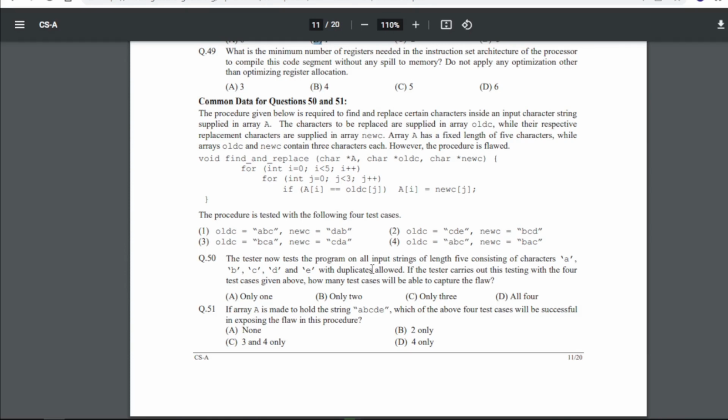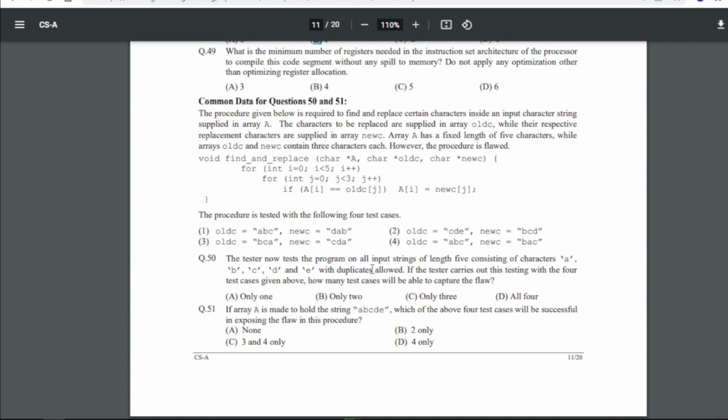Now the question is: the tester now tests the program on all input strings of length 5 consisting of characters A, B, C, D and E, with duplicates allowed. If the tester carries out this testing with the 4 test cases given above, how many test cases will be able to capture the flaw? So for 50 our answer will be B, that is only 2.